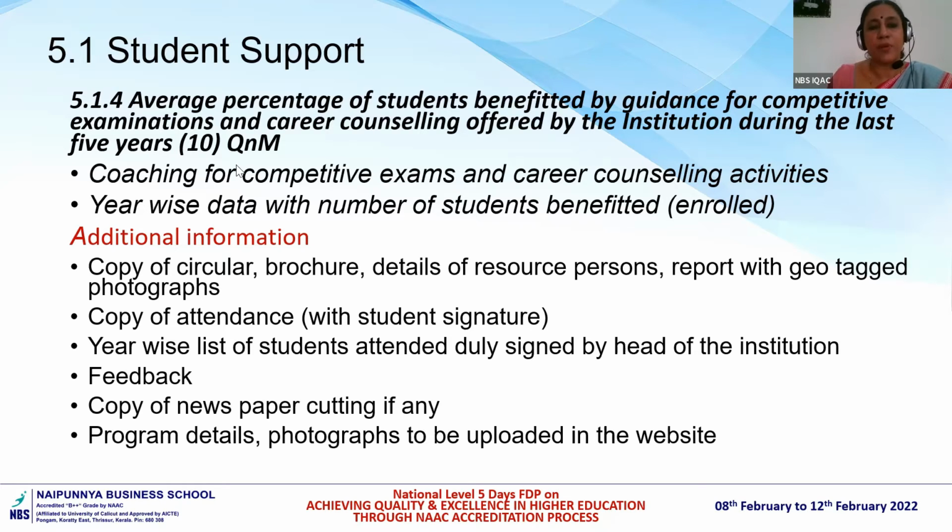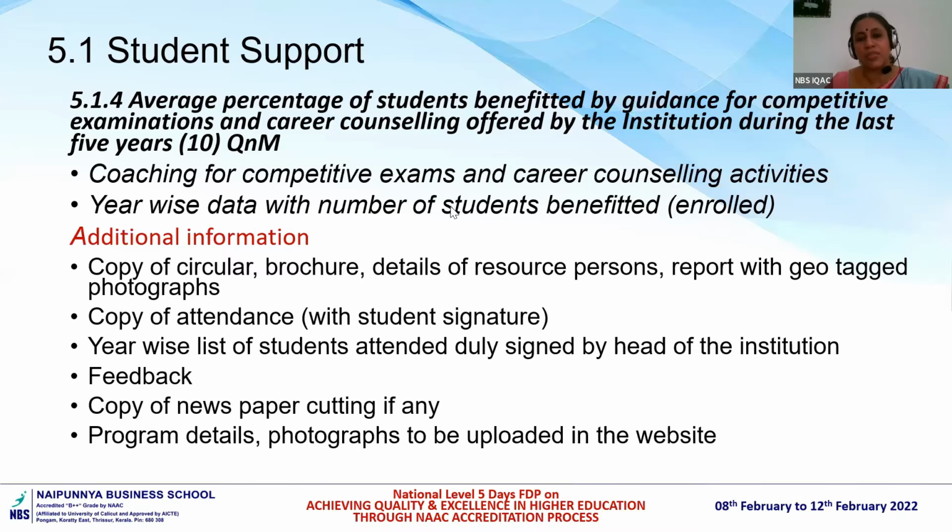So I'm progressing. 5.1.4 is the average percentage of students benefited by guidance for competitive examinations and career counseling offered by the institution during the last 5 years. It carries 10 marks, again a quantitative metric. Here in this data sheet, you can enter career counseling data as well as students benefited by guidance for competitive examinations, like bank coaching programs, UGC NET. If the institution offers coaching for those competitive examinations, then coaching for competitive examinations and career counseling are the two major heads in this sub-criteria.